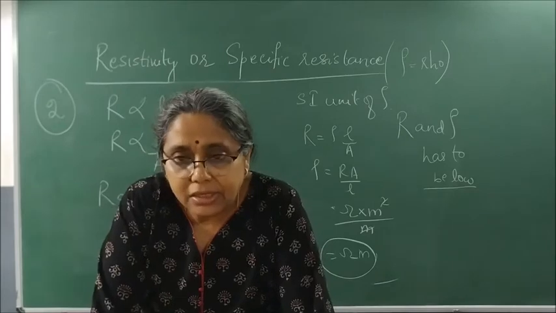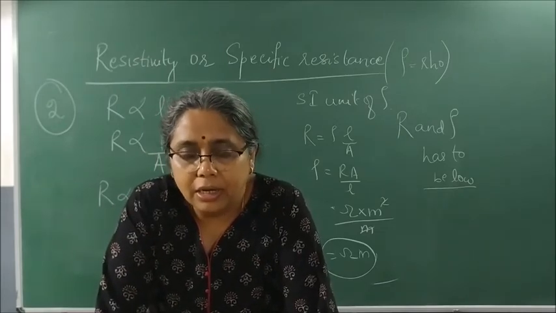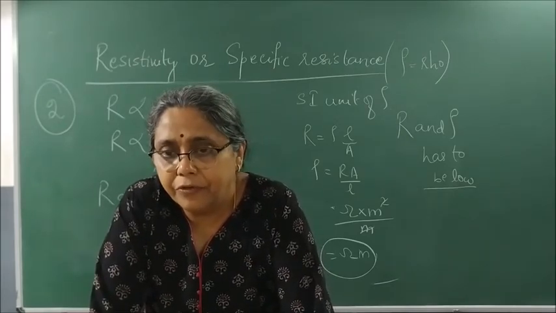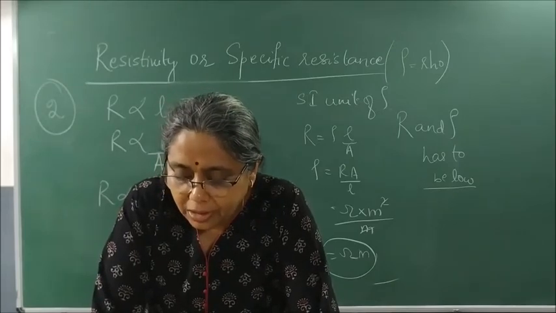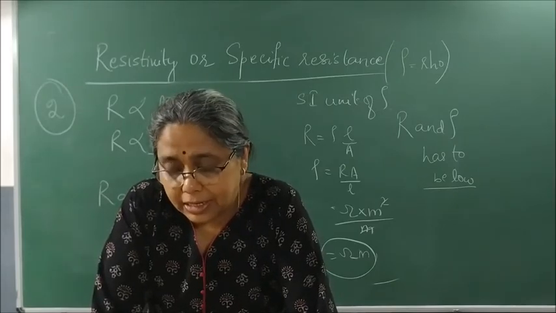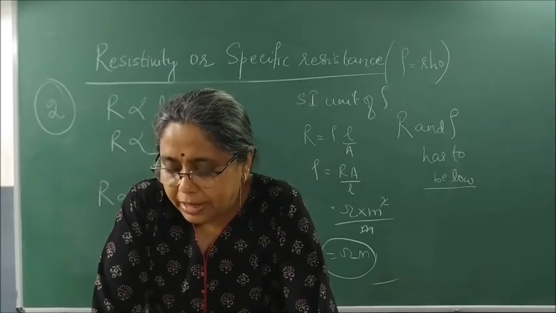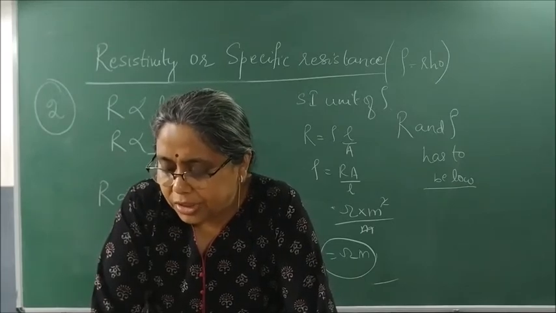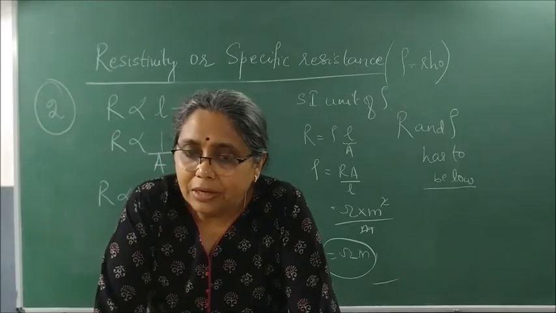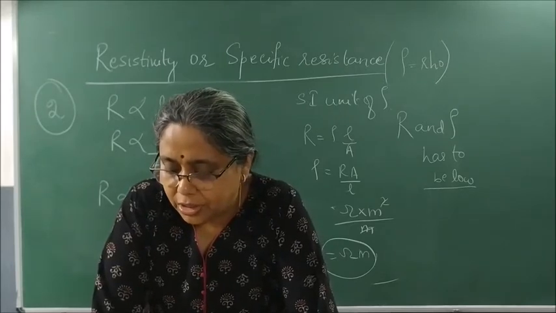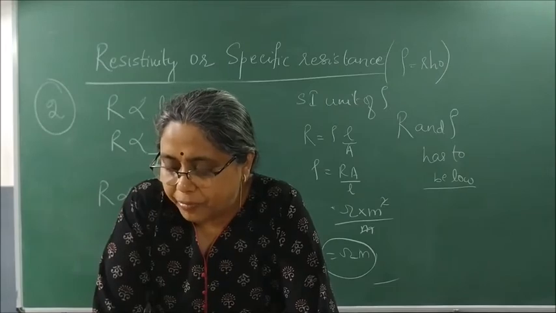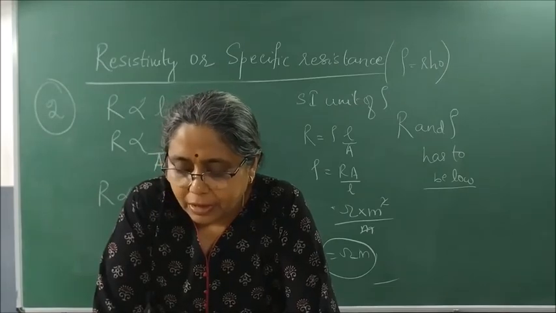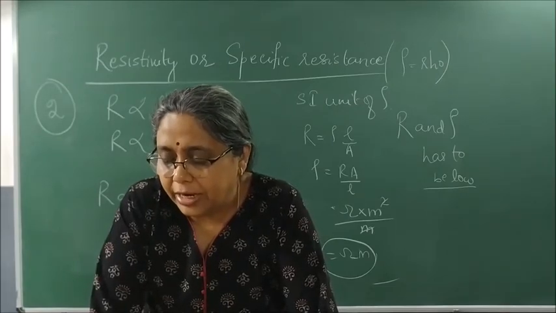It is the characteristic property of a material. Every material will have a different rho. Please underline this point: the metals and the alloys have low resistivity, in the range of 10 to the power of minus 8 to 10 to the power of minus 6 ohm meter. They are good conductors of electricity.